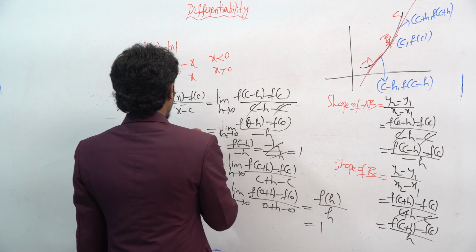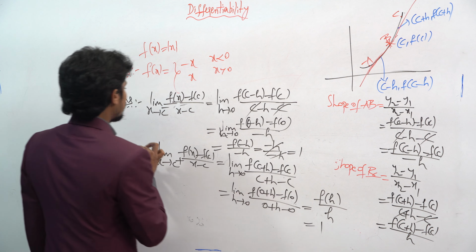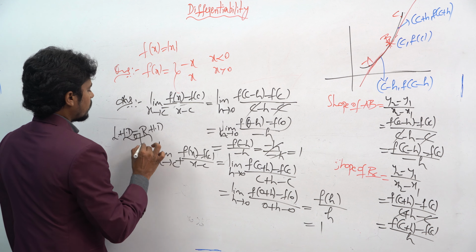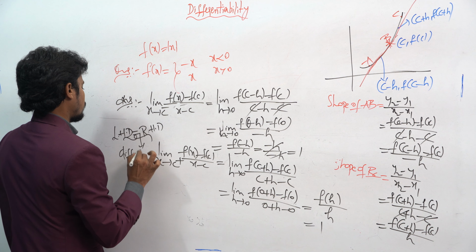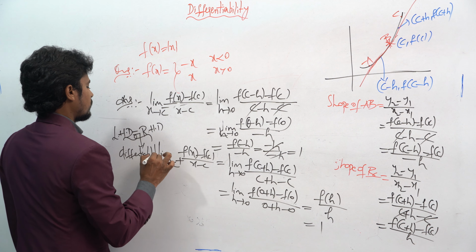Here you can see left hand differentiability is equal to right hand differentiability. Hence differentiability exists. Okay, in this way we can solve so many questions based on differentiability. In the next class we will see what is meant by mean value theorems and what different types of mean value theorems are present.